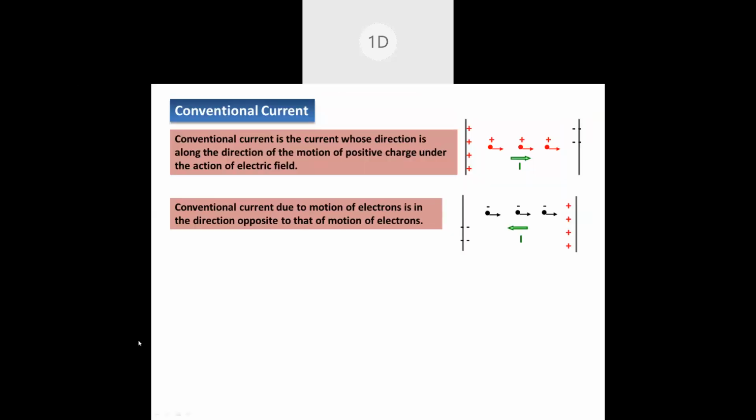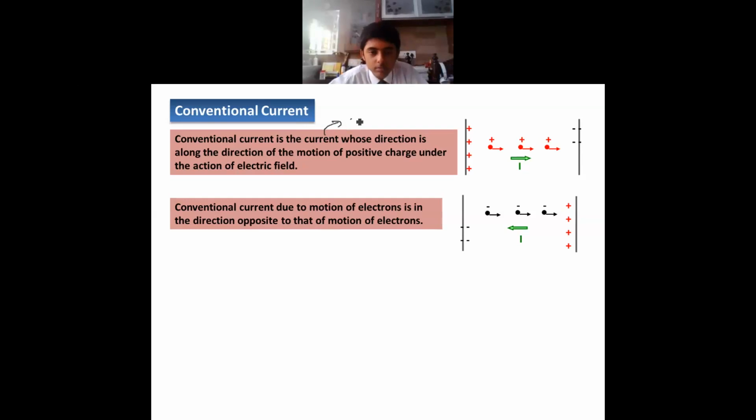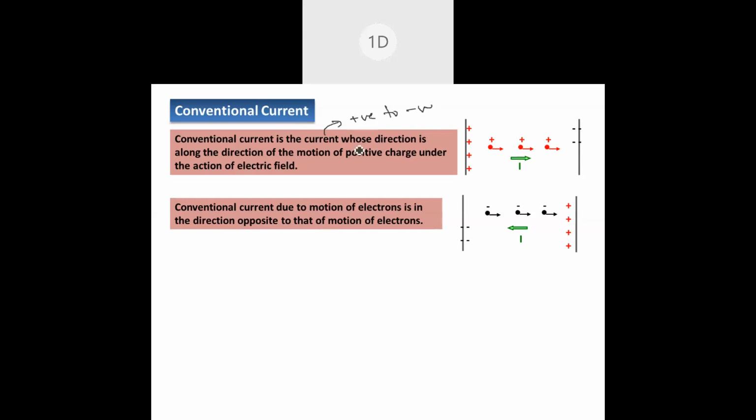Okay. So, first of all, listen to this carefully. This is a little different. The way I explain is going to be a little different than what you have heard till now. Conventional current. Everyone, you already know it. Tell me, what is the direction of conventional current? Positive to negative. Very good. Conventional current is positive to negative. Whereas electron direction is from negative to positive.